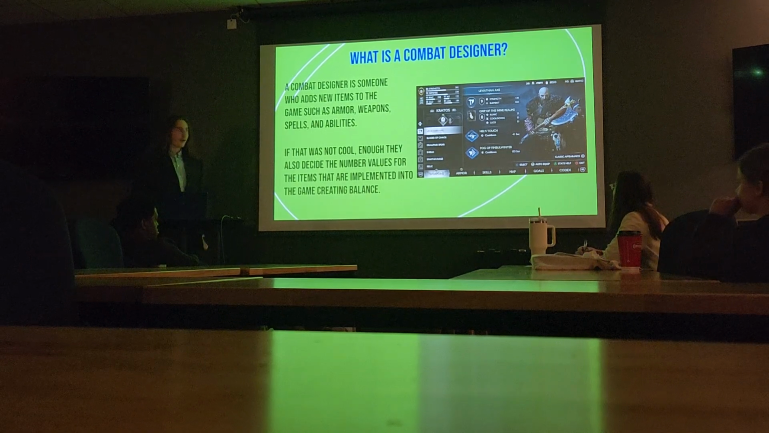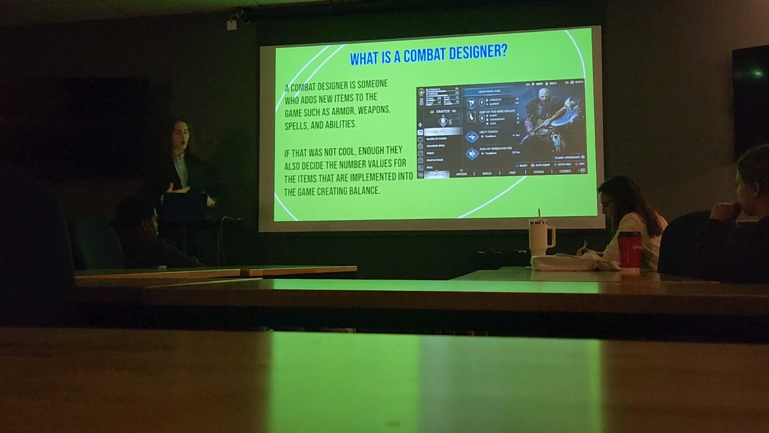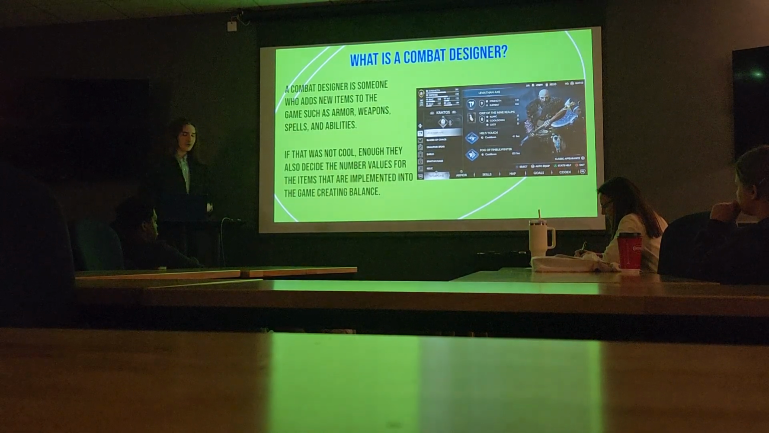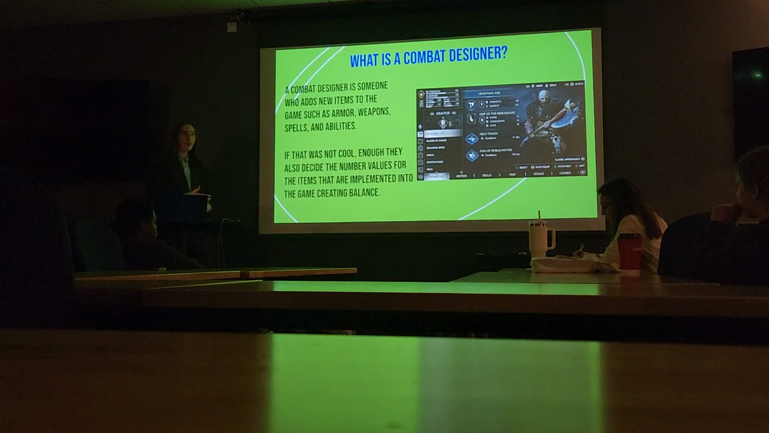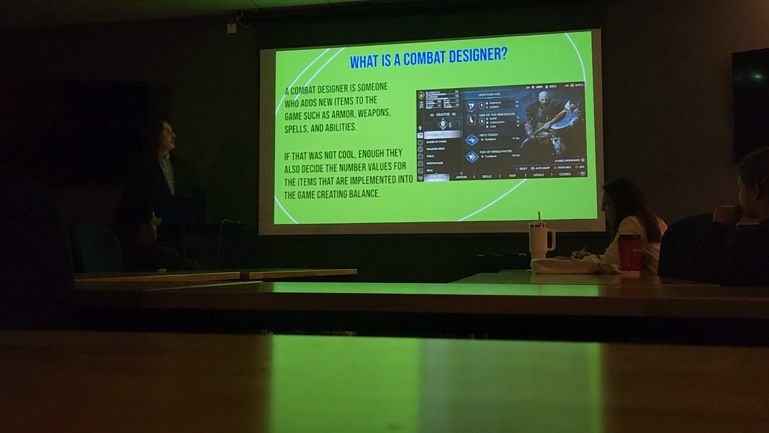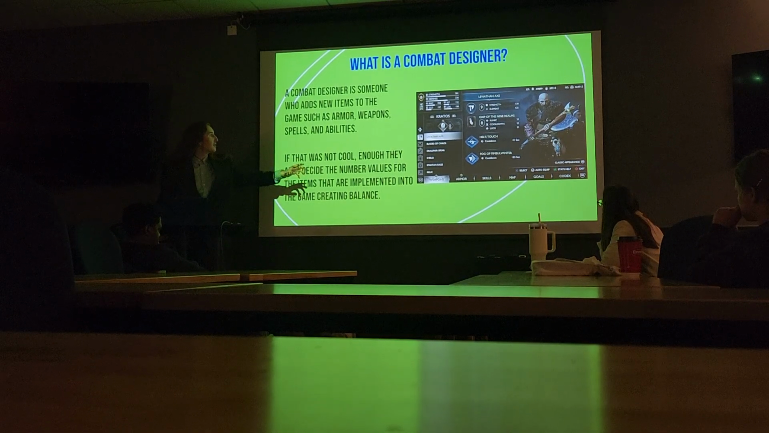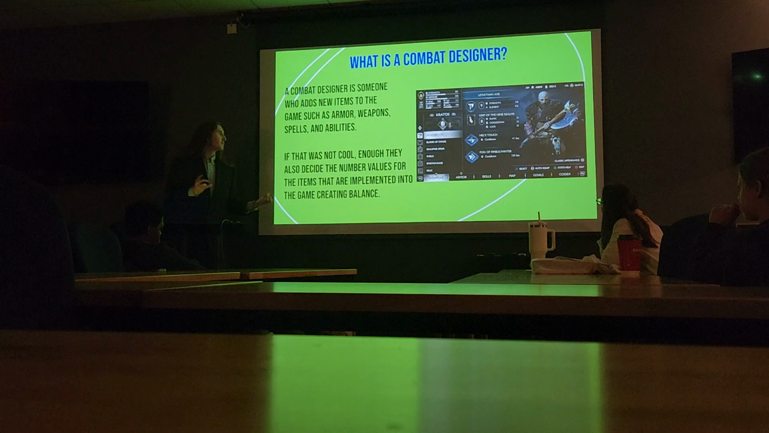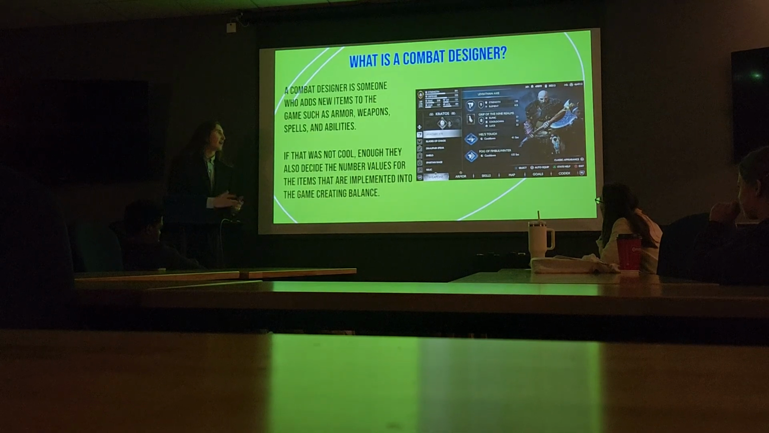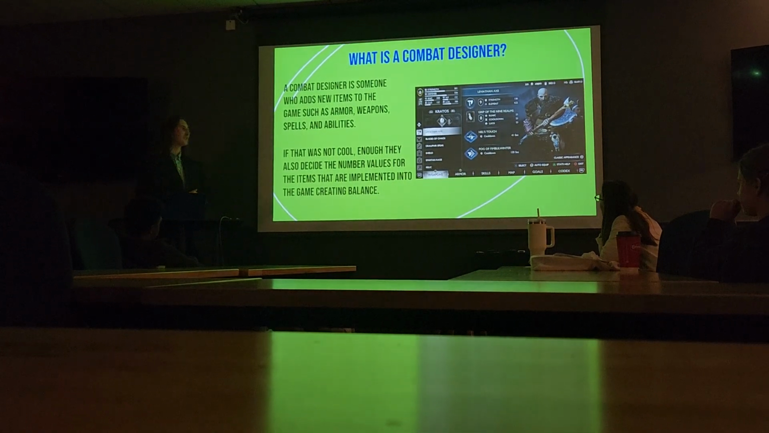So what is a combat designer? A combat designer is someone who adds new items to the game, such as armors, weapons, spells, and abilities. But if that wasn't cool enough, they also decide the number values for the items that are implemented into the game, creating balance. I included a picture here because you can see there's a bunch of random numbers that don't make any sense to you, but my job, if I got combat designer, would be to decide what those numbers are and create the number values for everything. I can't explain any more than that. I just think that's really, really fun and interesting.